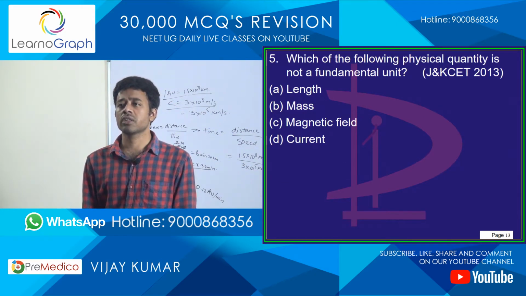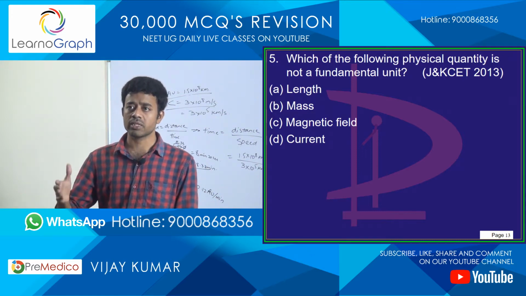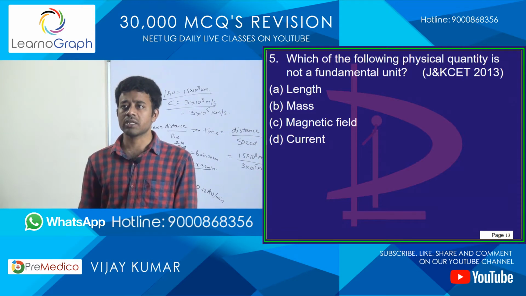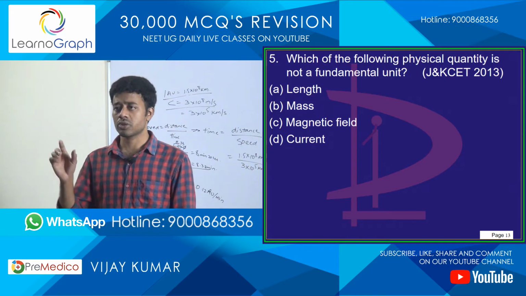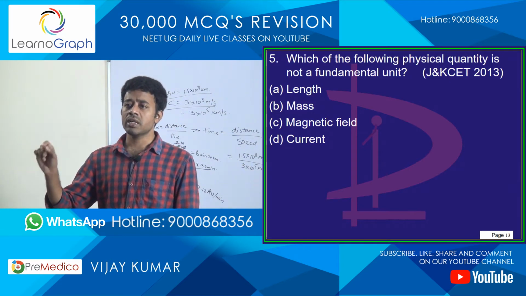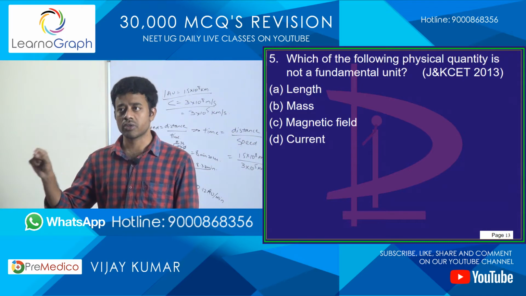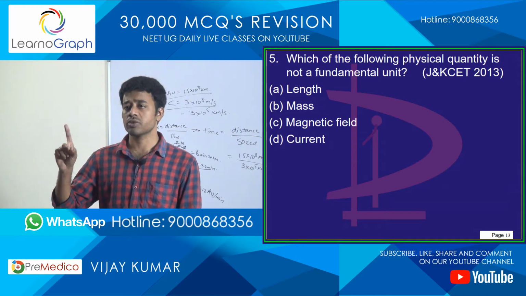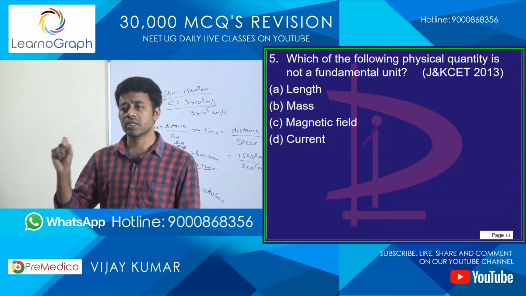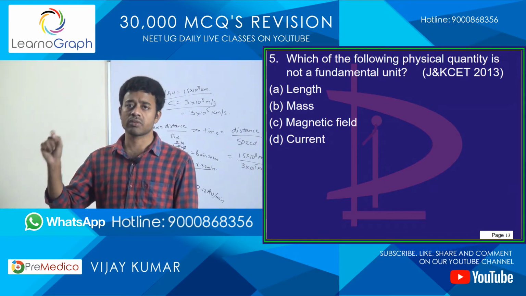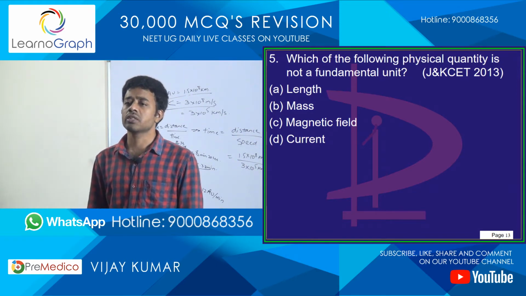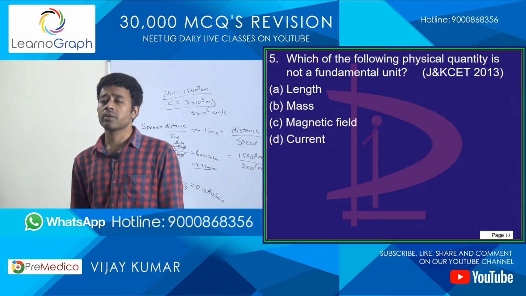Which of the following physical quantities is not a fundamental unit? Because as I have told you at the starting of the chapter, there are 7 fundamental physical quantities. Length and mass are there in the list of the 7 fundamental physical quantities. See option C, magnetic field is not there in the list of fundamental physical quantities. Next, option D, electric current is there in the list. So it is option C, which is not a fundamental physical quantity.